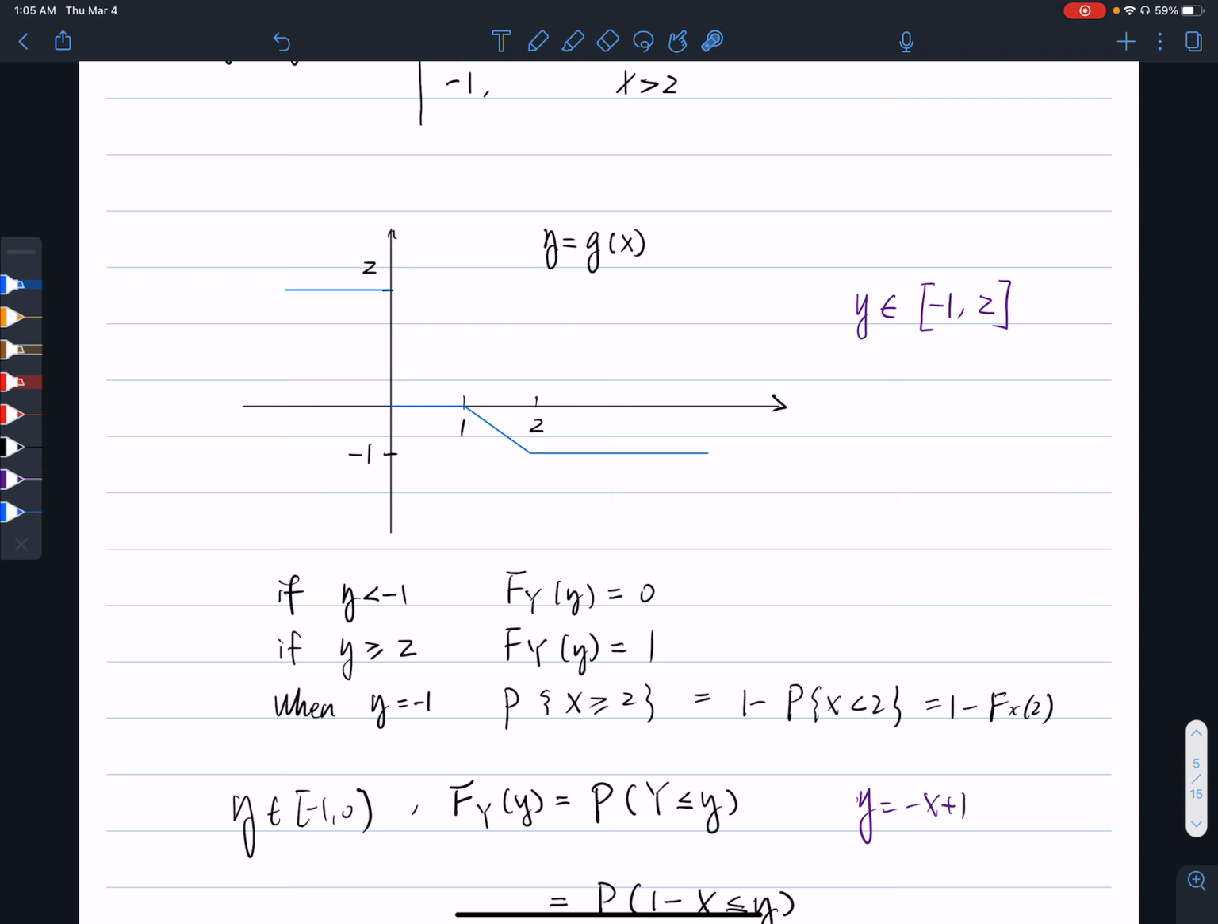The first case is y less than negative 1. For this part, it's not possible to find any value of Y here, so the distribution function of Y will be equal to 0. And then when y increases, since the distribution function sums to 1, for y greater than or equal to 2, it's definitely equal to 1. So here, F_Y, the distribution function of Y, is equal to 1.